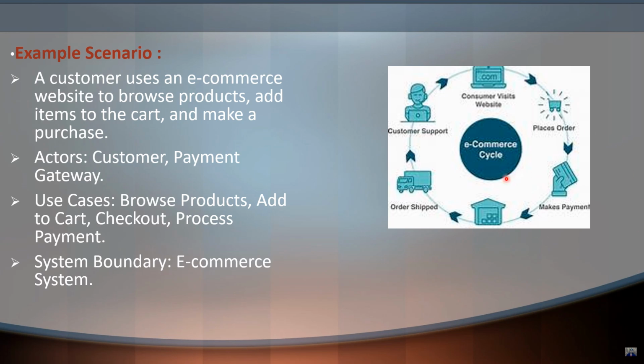Here you can see the e-commerce cycle and how it works. The customer visits the website, places the order, and makes the payment, and then it goes to the packaging system where they usually pack the orders, and then the order is shipped. If there is any problem with the product, then customer support will be able to help us.